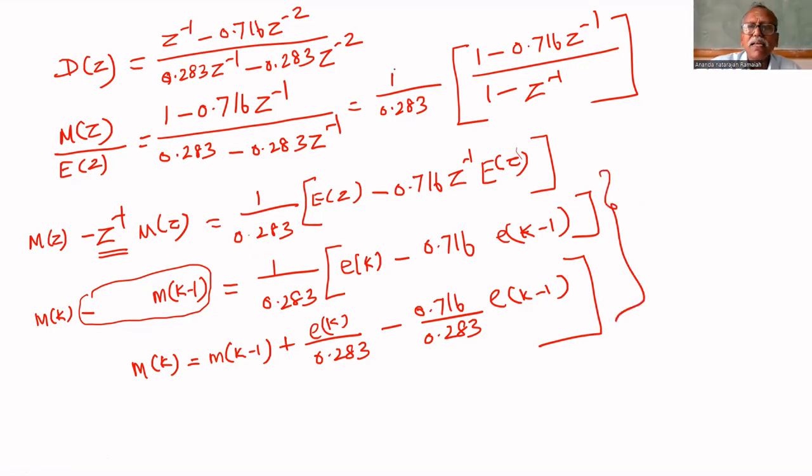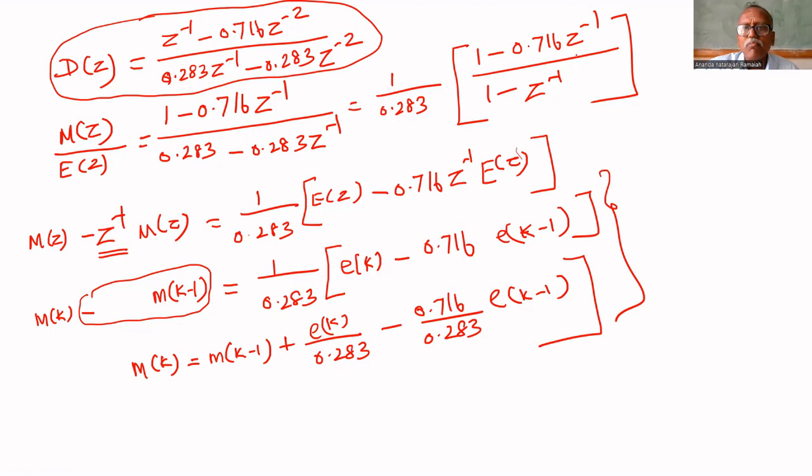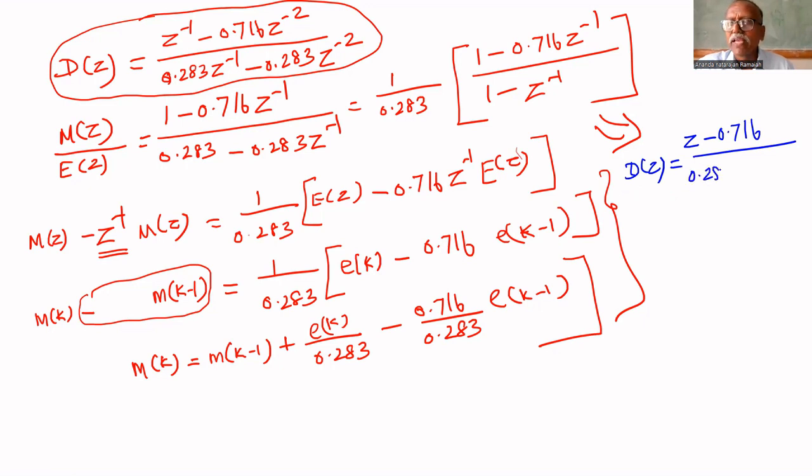But you can enter this D of Z directly in the MATLAB simulation. But this is in negative powers, it should be in positive powers. Again, multiply one more time by Z. You can multiply the numerator and denominator by Z square, the highest negative power. You will get D of Z equal to Z minus 0.716 whole divided by 0.283 Z minus 0.283. This has to be entered there.